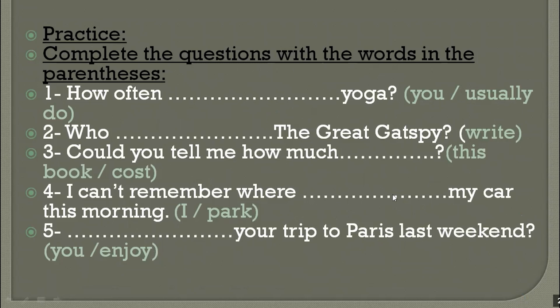Okay. This is a different exercise. All you have to do is to complete the questions with the words in the parentheses. Like, for example, how often blank yoga? We're supposed to use these words, you usually. But you will need to decide if you're going to use an auxiliary verb or not, and if you need to make any changes in these words or not. Take your time, complete the questions from 1 to 5, and then I'm going to show you the answers. Please remember to pause the video in order to have your full time.